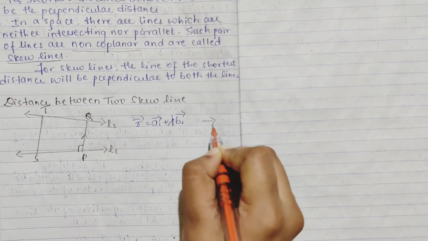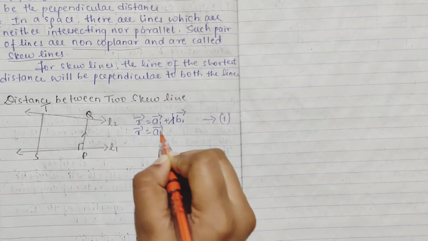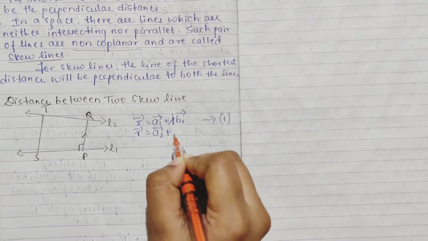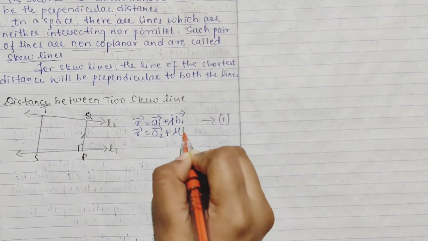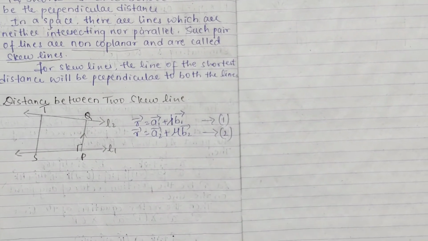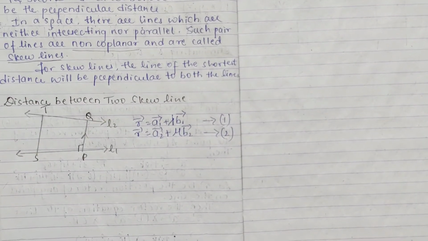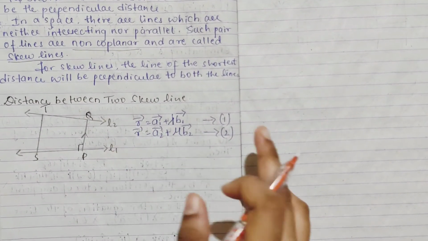You can take this as equation 1, and for your line 2 it will be a vector A2 plus, here lambda you can take as a mu, you call it as mu, vector B2. Take this as equation 2. Okay, your equation of line now just we have studied. It is a vector lambda B vector, right?